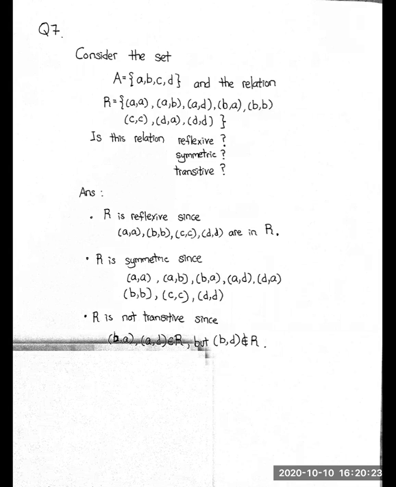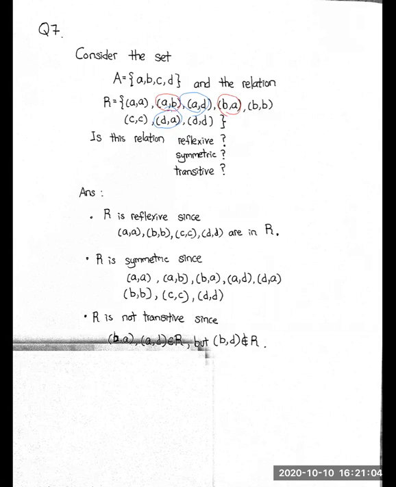Then symmetric means that if you have (a,b) as an element, then (b,a) is also inside. So if you have (a,d), this implies that (d,a) will also be inside, right? Then, is there anything else? No. And for (a,a), if you swap positions, it's still the same, so it's still symmetric. Therefore, R is symmetric since we have all these elements inside.